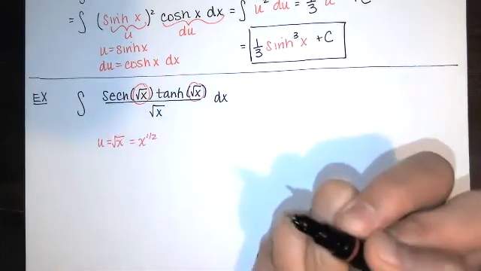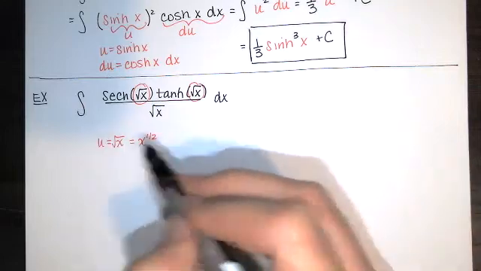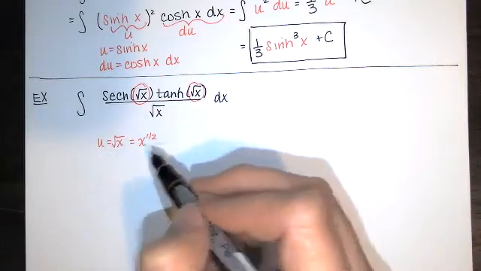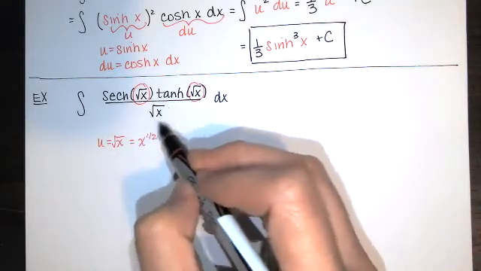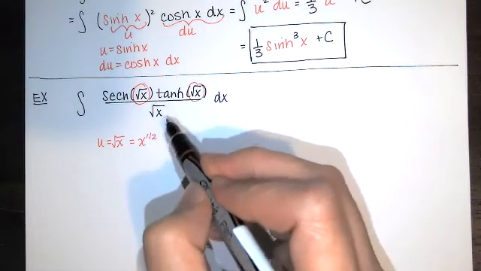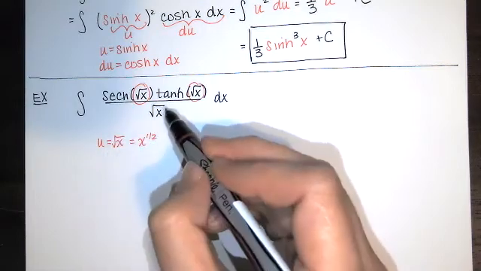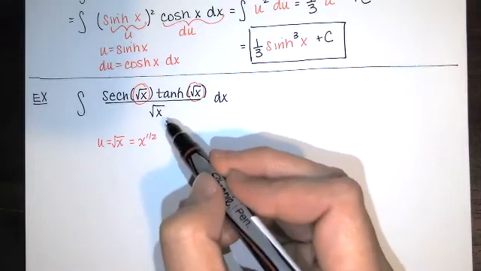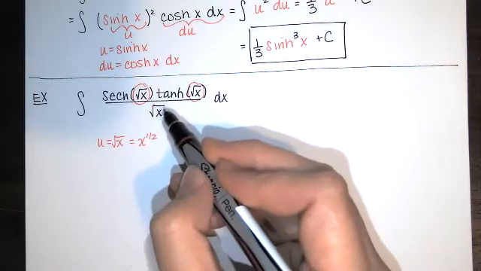I'll call that x to the 1/2. And then I differentiate this, and my hope is that when I differentiate this, I will get something out of this derivative to address that square root of x in the denominator. Otherwise, it's going to be a problem.